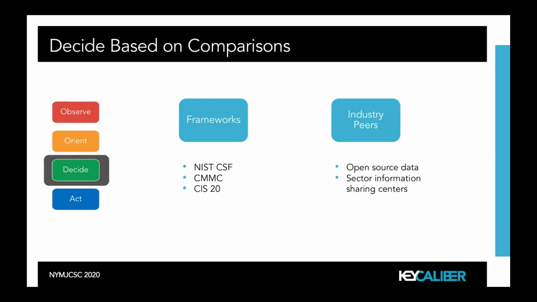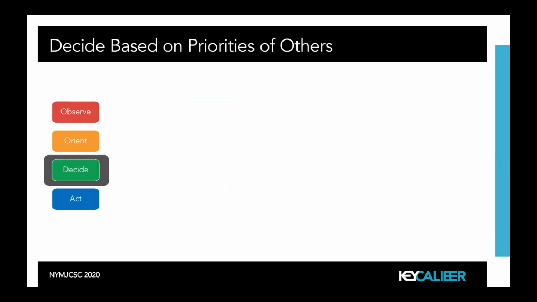And another comparison that's often used is industry peer comparisons. Sometimes you can find information on this just in open source areas, and sometimes the information sharing and analysis centers, the ISACs and the ISOs, are great places to get an understanding of what your peers are doing and how you stack up. And then the third way to make decisions is based on priorities.